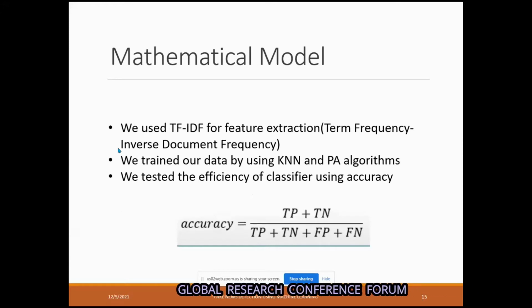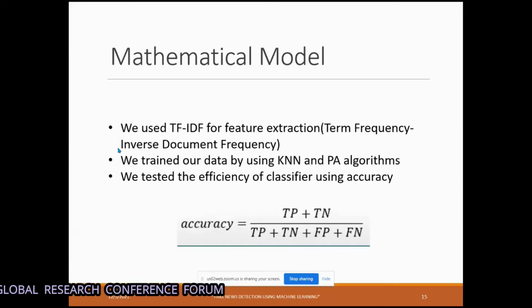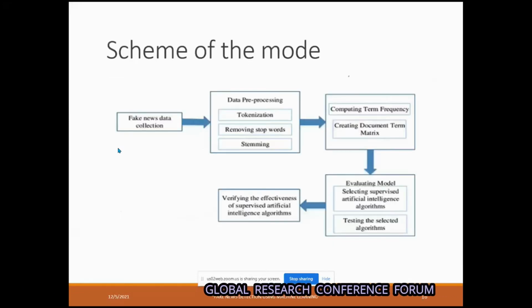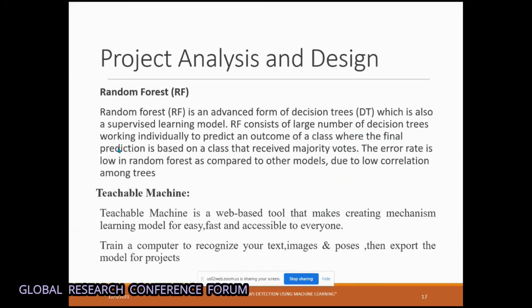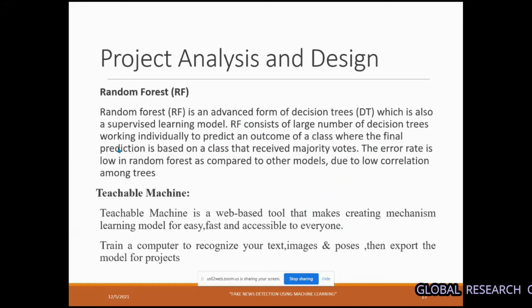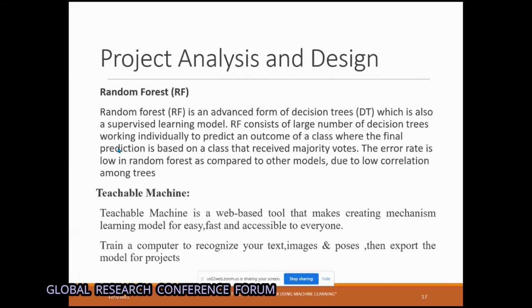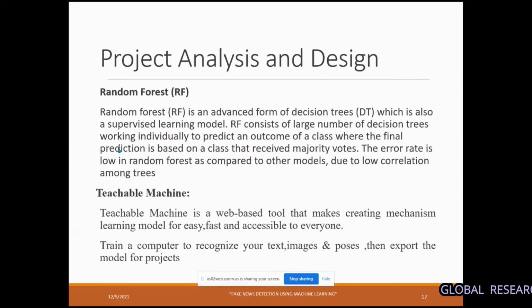This is some mathematical model. This is the extraction model, from which we are extracting the text. We have a random forest algorithm for training the decision trees. In random forest, there are decision trees, so it takes the decision about whether the news is fake or not in the prediction of the classes.